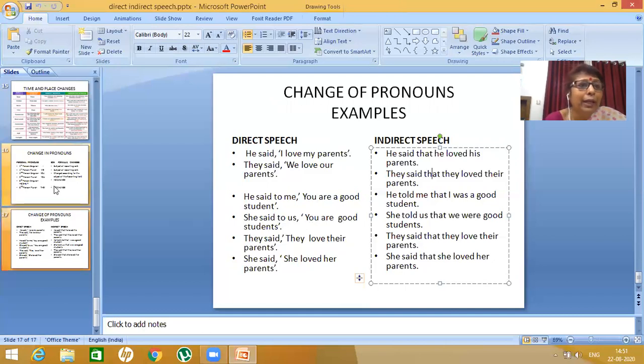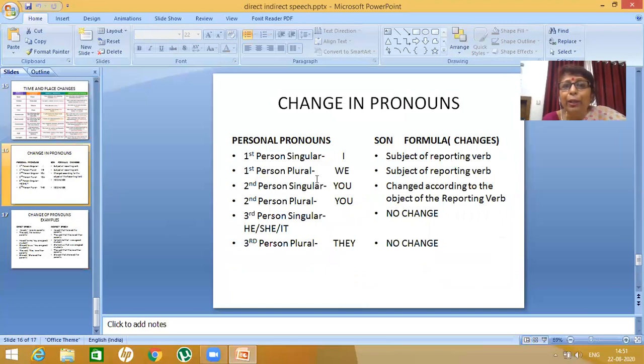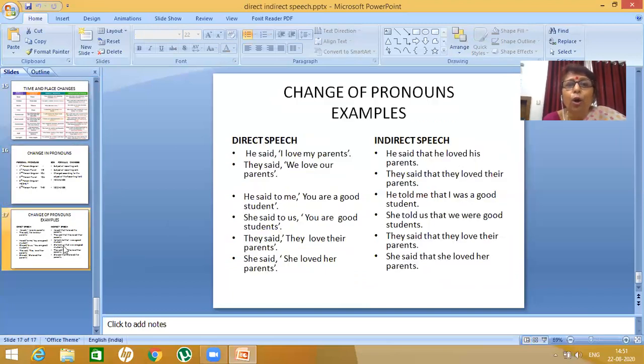Again see this "you" over here. So what did I say? What was the formula? That when "you" will be there, it will change to the object. So see, "You are good students." He told us that we were. See, "us" changes to "we." So we are getting according to the object. The object here is in the first person. Here singular, it becomes "I," and here "us" becomes "we."